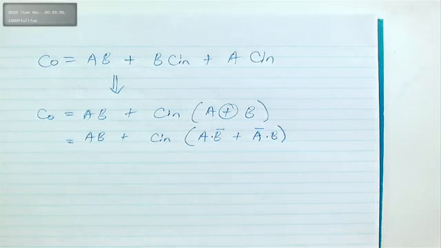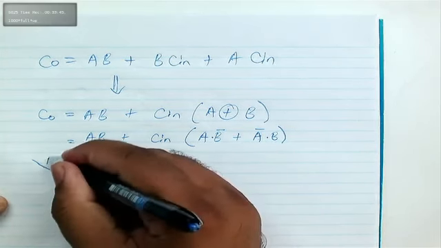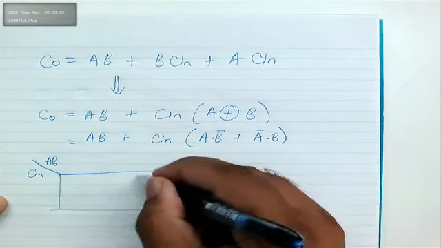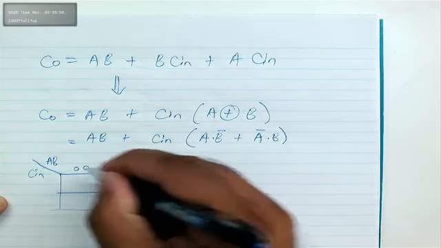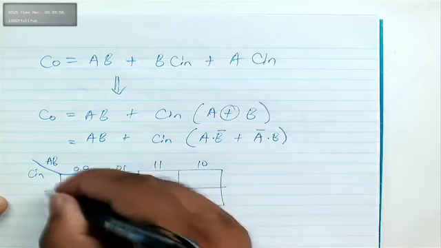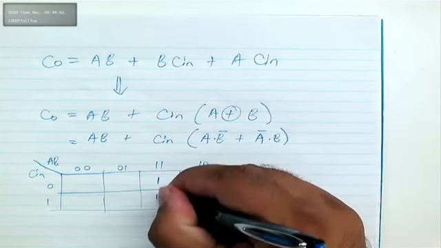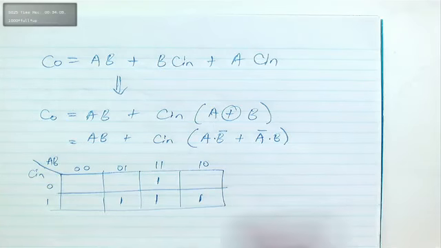Now, let's have a look at that Karnaugh map again. If we now re-look at that Karnaugh map, A, B, C in. And it was here, right? Am I correct? Something like this? And we said, hey, we'll make three loops.